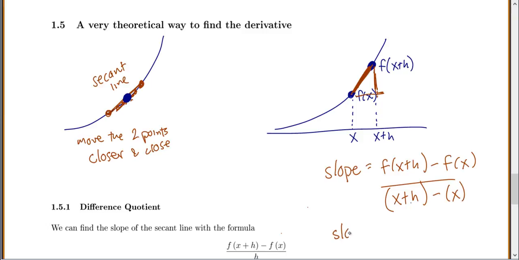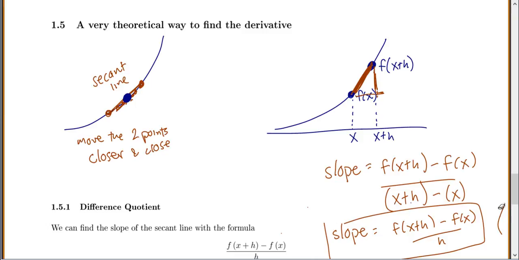Okay, and we can simplify this to f of x plus h minus f of x all over, notice those x's cancel, so we just have h. So that's the slope for any arbitrary point. So if we have the point we want and we go up to any other point, we can find the slope in between using this kind of complicated looking formula. And then the idea is we can go through and we can say, what if these points get closer and closer together? So these points get closer and closer.